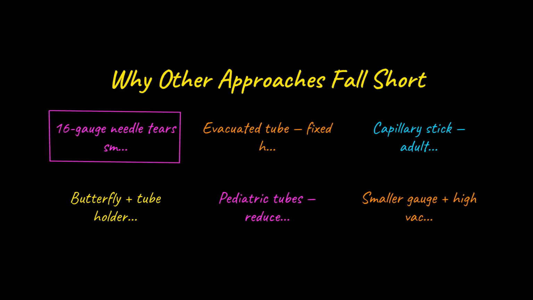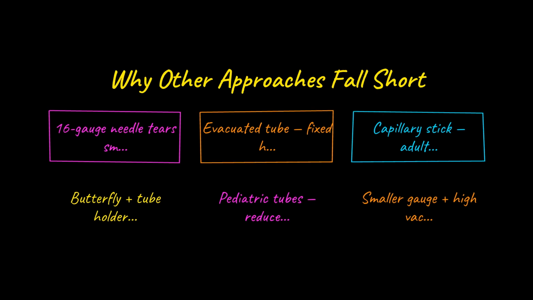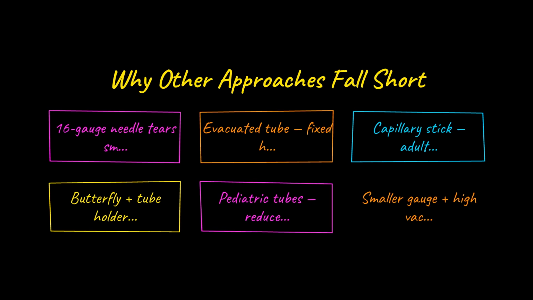Common distractors all share one flaw. They do not put suction control in the operator's hand. A 16 gauge needle tears fragile veins. A butterfly with a tube holder still applies fixed vacuum. Even low vacuum pediatric tubes reduce rather than eliminate the problem. Only the needle and syringe approach genuinely lets the vein dictate the rate.